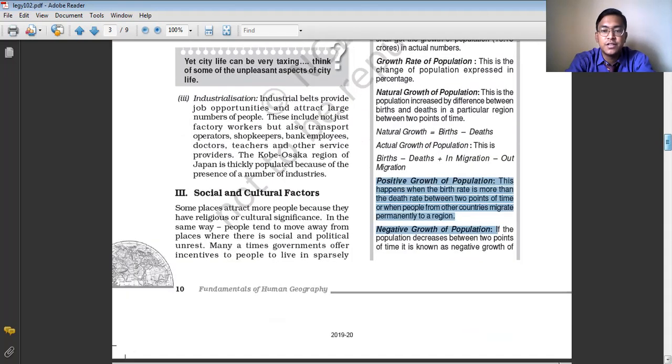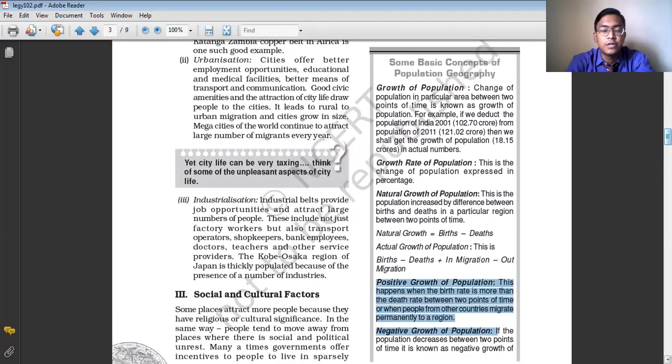Okay, so these are the different terms which we need to know, and we are going to discuss them. Population growth, I have already said, is also known as the growth of population. So what is population growth? The change of population in a particular area between two points of time is known as growth of population.